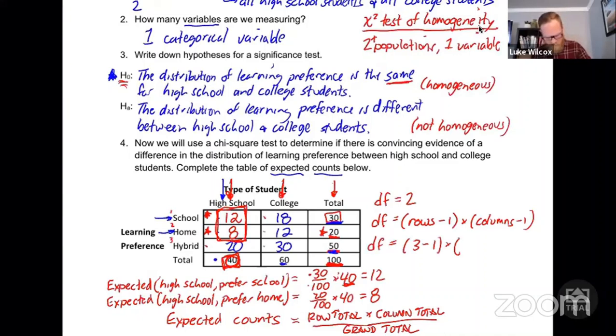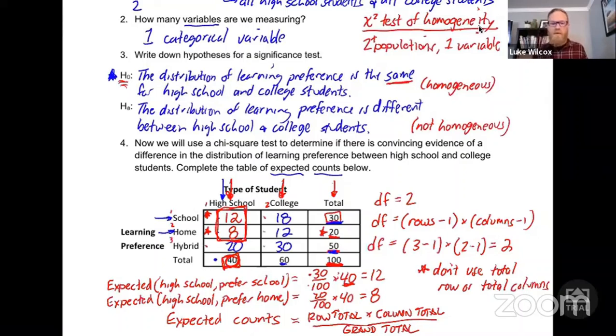And the columns, we've got 1, 2 columns there. Don't use the totals column. And so 2 minus 1. And sure enough, you're going to end up with degrees of freedom 2. So I do want to just make a quick note here. Don't use the total row or total column, right? When you're counting the number of rows and the number of columns, you don't want to include those totals.